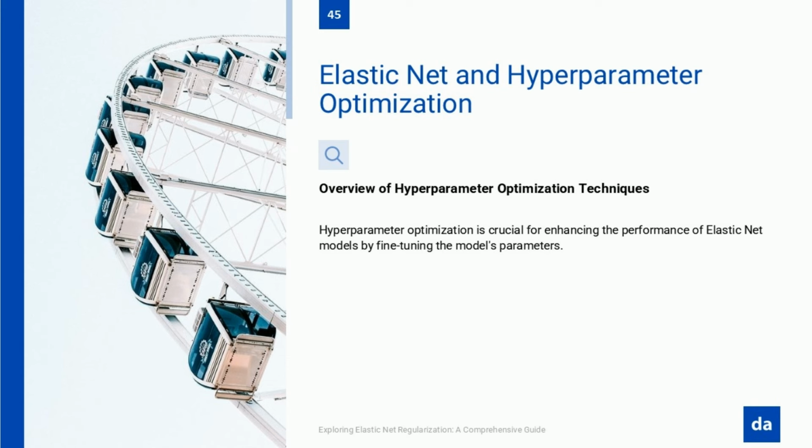Once we've found the best values for lambda and alpha, the next step is to ensure we're selecting the right model for the problem at hand. Up next, we dive into Elastic Net and model selection criteria, helping us decide when this technique is the best choice.